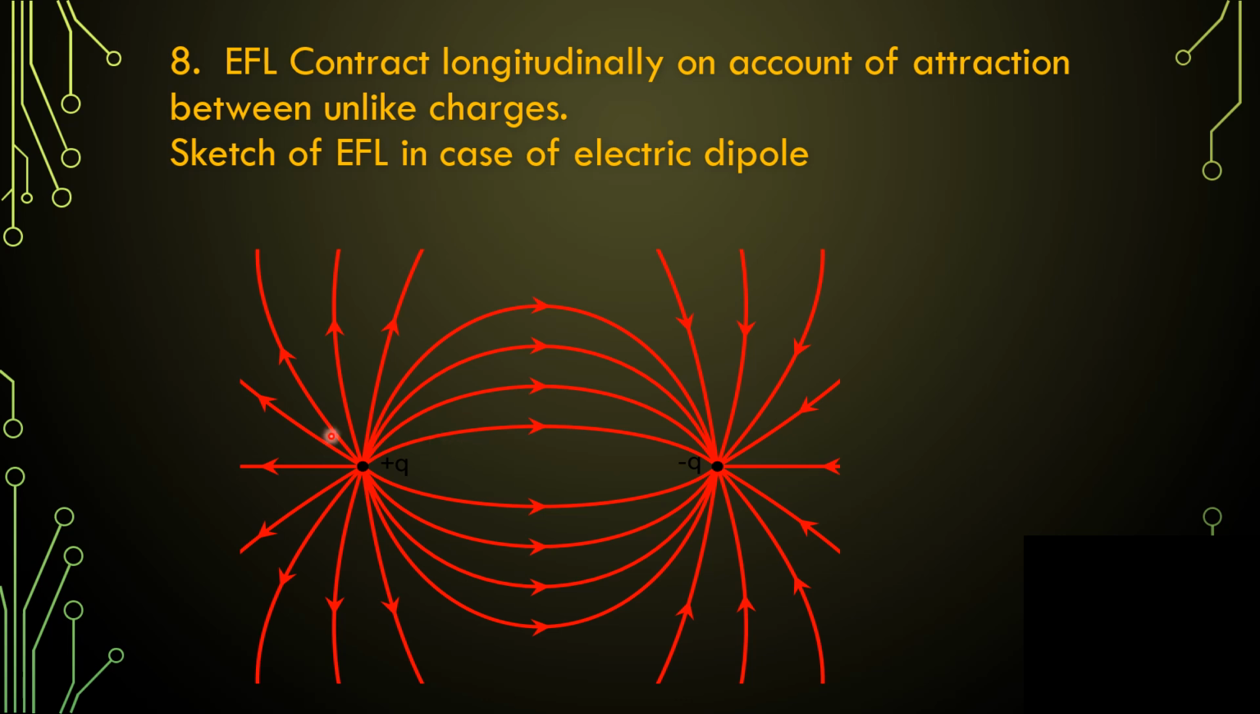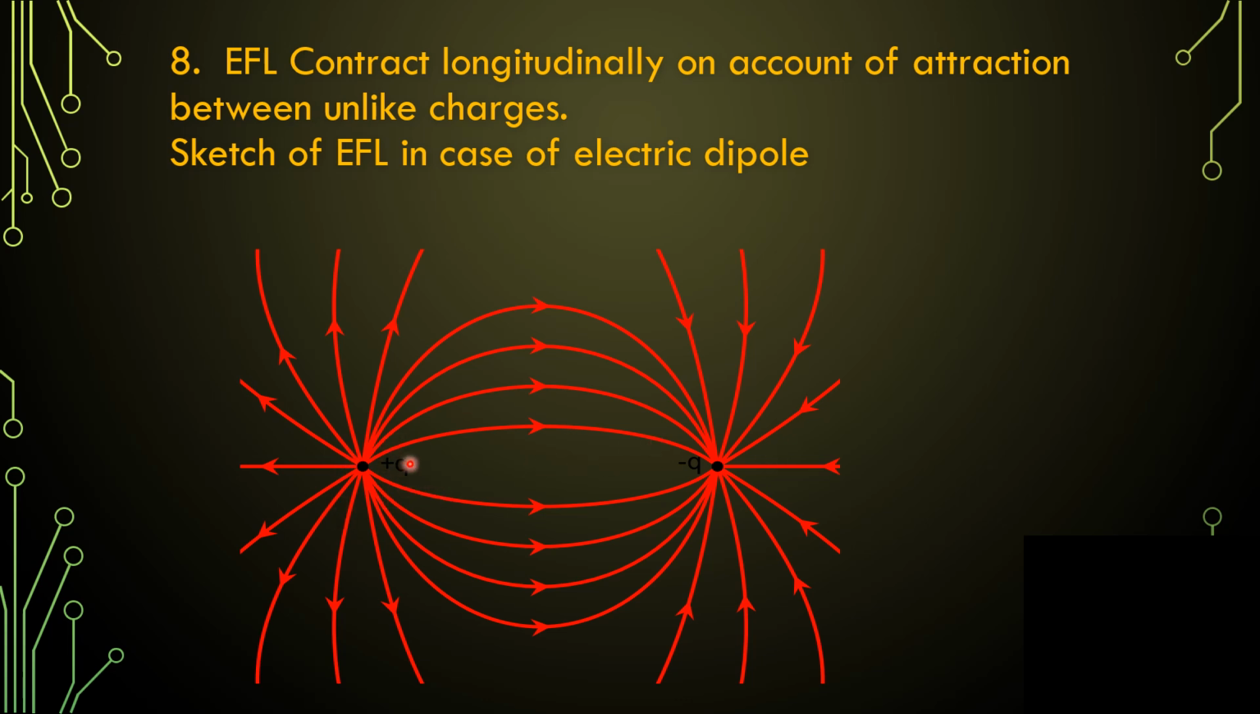Now, electric field lines contract longitudinally. Longitudinally means lengthwise, because of attraction between unlike charges. So this is a sketch of electric field lines due to dipoles. This is one of the important sketches, students. Please remember this, practice this. This is asked for 2 marks in the board paper. Sketch electric field lines in case of dipole.